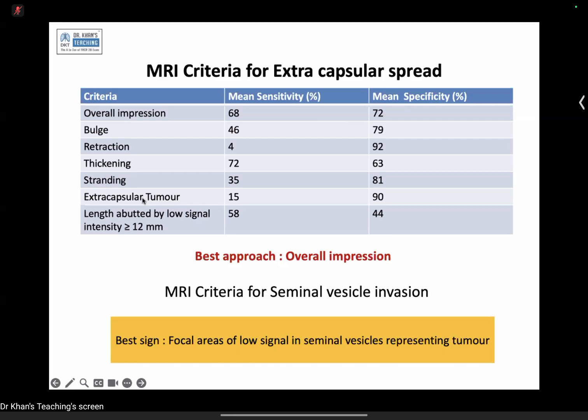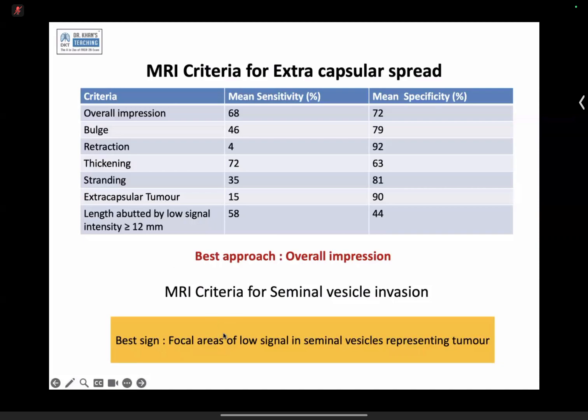You can actually physically see the extracapsular tumor, and some studies told us that if a low signal intensity tumor is abutting more than 12 millimeters of the capsule, then this is taken as a sign of extracapsular spread. But in the exam, they will show you a case in which it is definitely going out of the capsule. It will not be a tricky case.